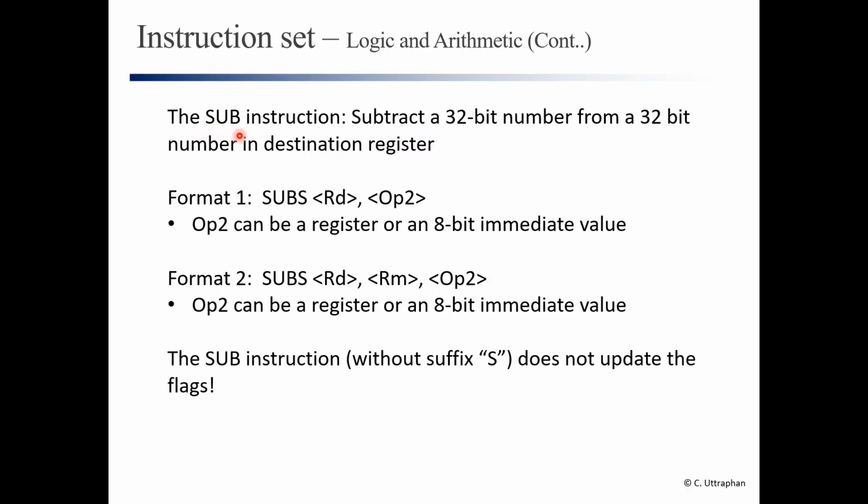The instruction for subtract, the SUB instruction. This instruction subtracts a 32-bit number from a 32-bit number in the destination register. There are two formats as well, just like in the ADD instruction. In format 1, RD subtract OP2, then the result is kept in RD, the destination operand. While for format 2, RM subtract OP2, and the result will be in RD. Again, the SUB instruction, without the S suffix, will not update the status flags.